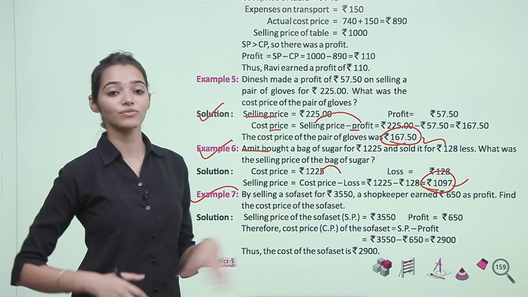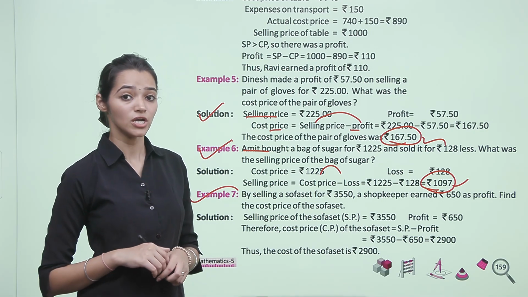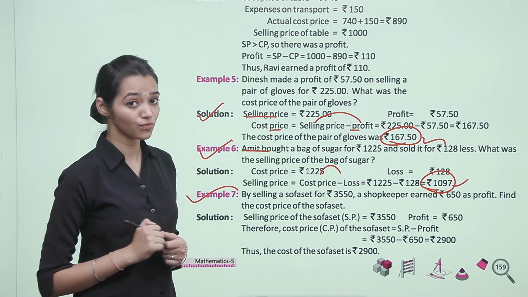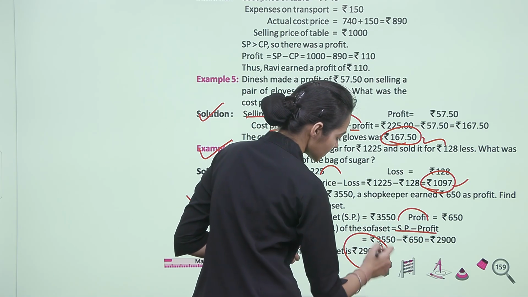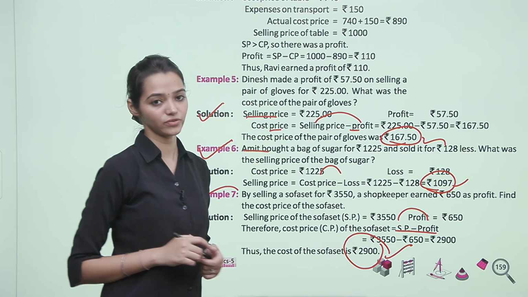Now by selling a sofa set for 3550, shopkeeper earned 650 as a profit. So what is the cost price? So for this we will subtract selling price minus profit. That means the cost price is 2900.